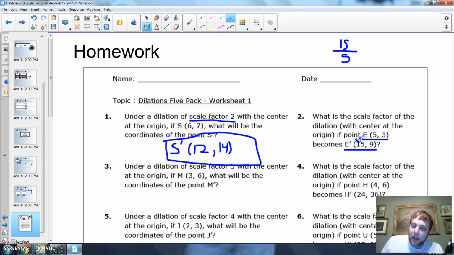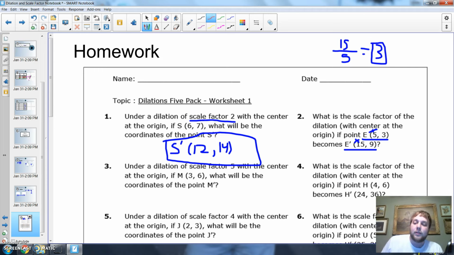Now remember, I'm sticking with my x's here. You're not going to want to mix your x's and your y's up. Okay, what's 15 over 5? We're going to do it both ways here. 15 over 5 is 3. The scale factor to number 2 should be 3.